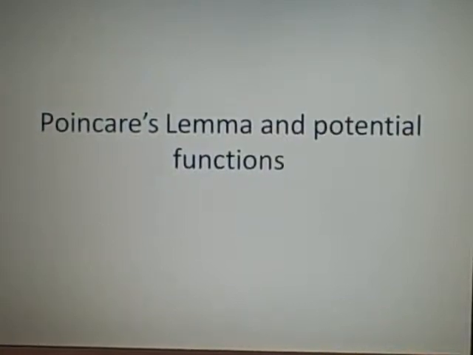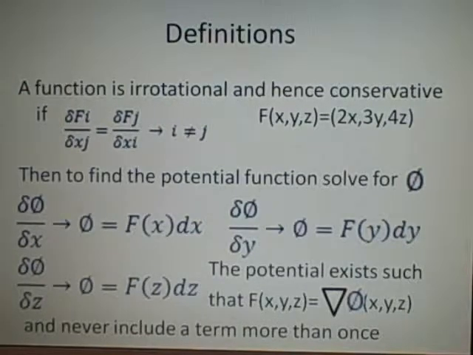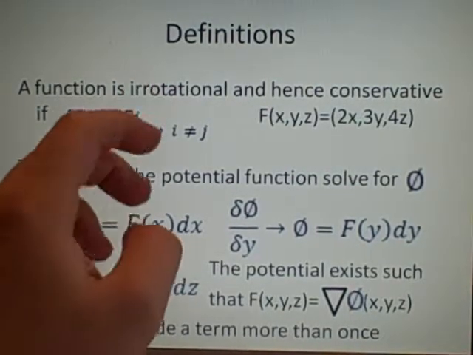Right, this is a lecture on Poincare's lemma and the potential function. Poincare's lemma is to do with the potential function. First off, a definition. In order to find the potential function, we first have to determine whether a function is conservative, and to do that, we find out if it's irrotational.